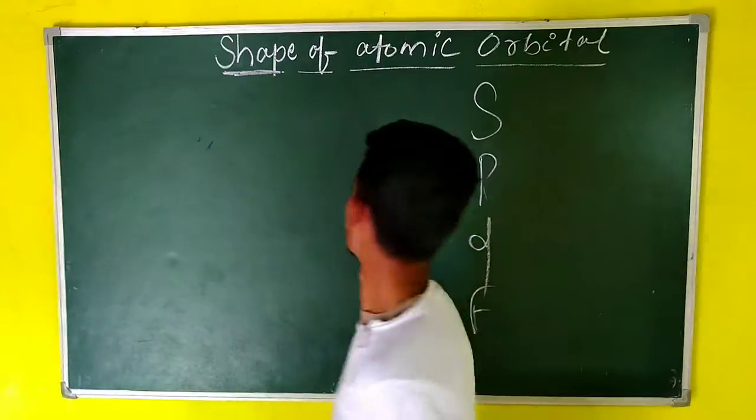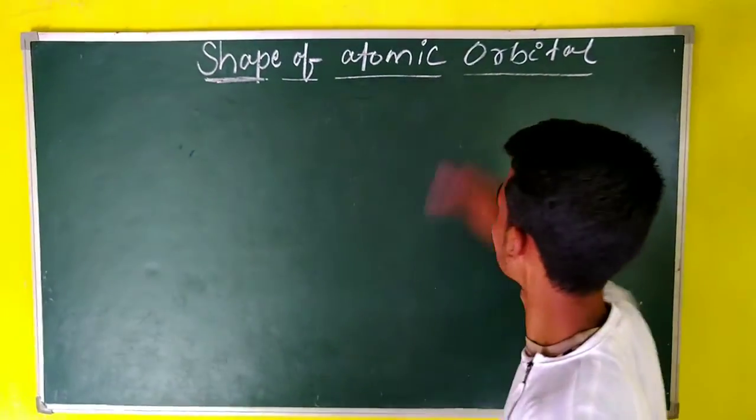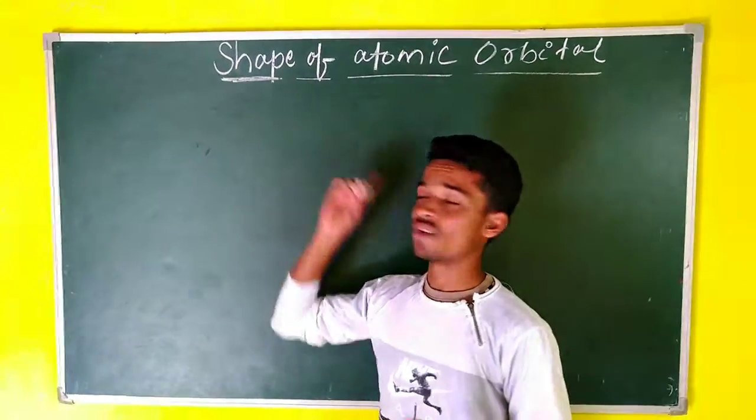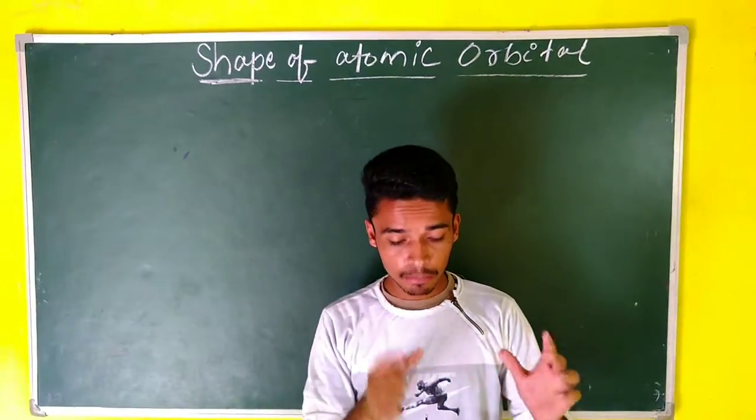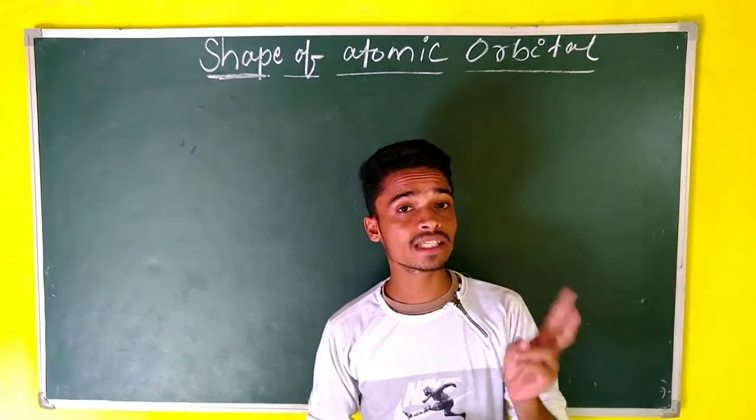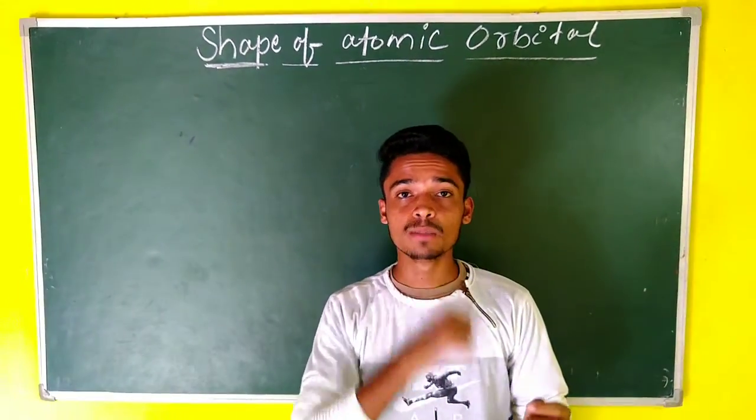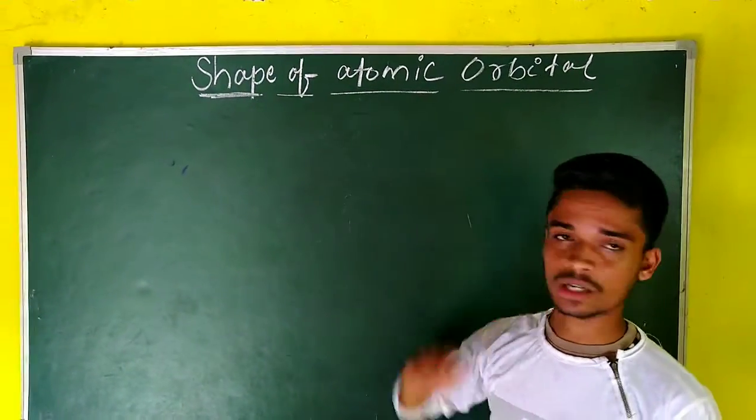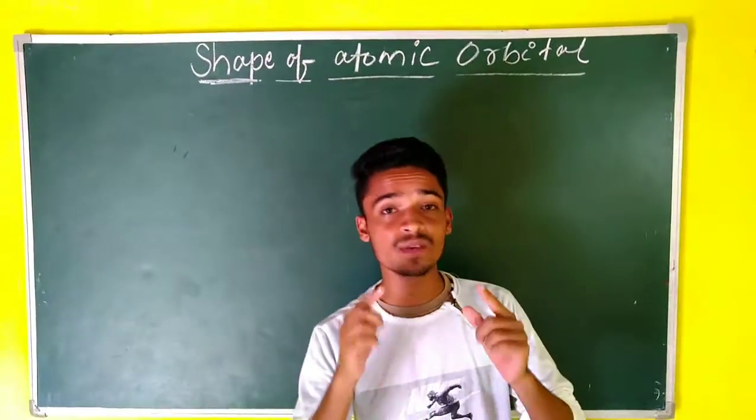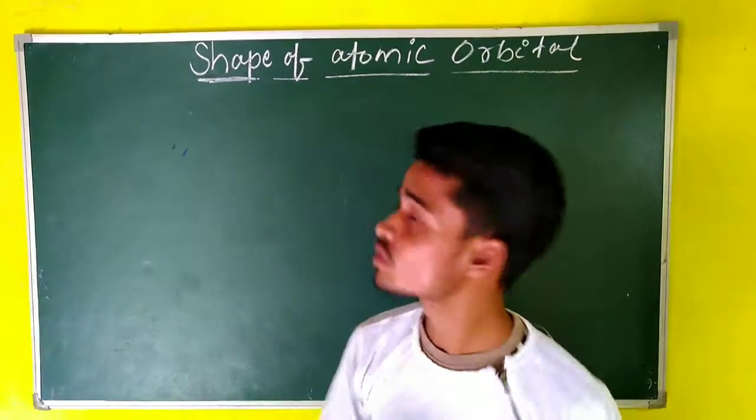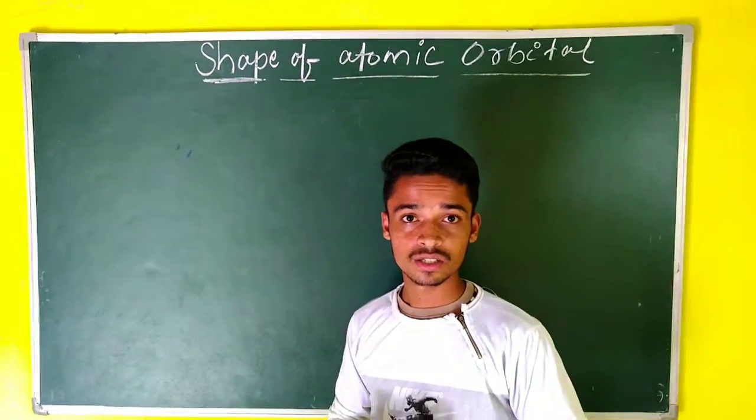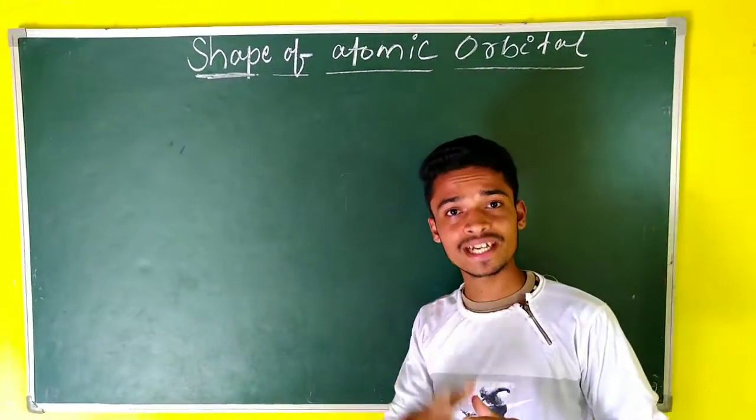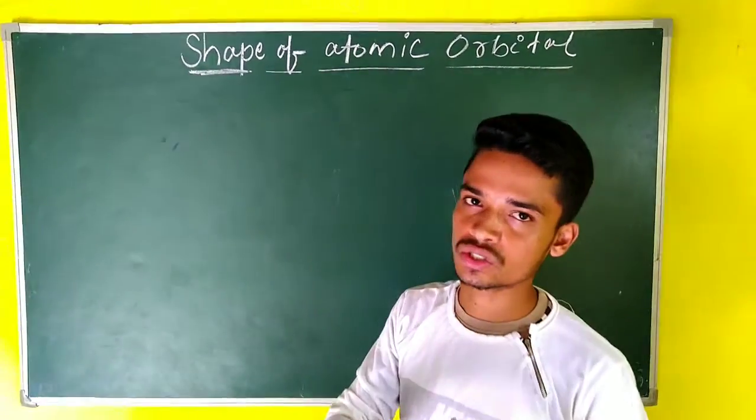Today we will know. Before discussing the shape of atomic orbitals, know one thing. The shape of atomic orbitals is a concept of the chapter Atomic Structure, class 11th chemistry. Another concept to know before the shape of atomic orbitals is quantum numbers. Quantum number is the starting point of the shape of atomic orbitals. So what is quantum number? Quantum number gives the accurate, permanent address of each and every electron.